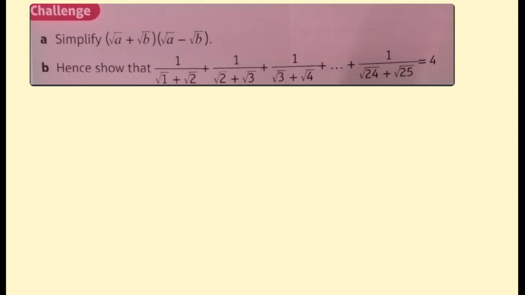So this problem says, part A, simplify the square root of A plus the square root of B times the square root of A take the square root of B, and then hence show that 1 over root 1 plus root 2, plus 1 over root 2 plus root 3, plus 1 over root 3 plus root 4, etc., all the way up to 1 over root 24 plus root 25 equals 4.